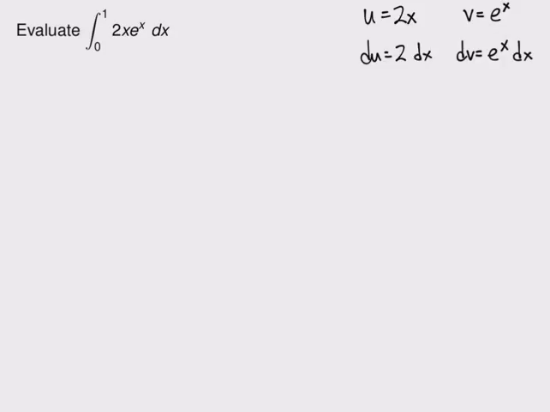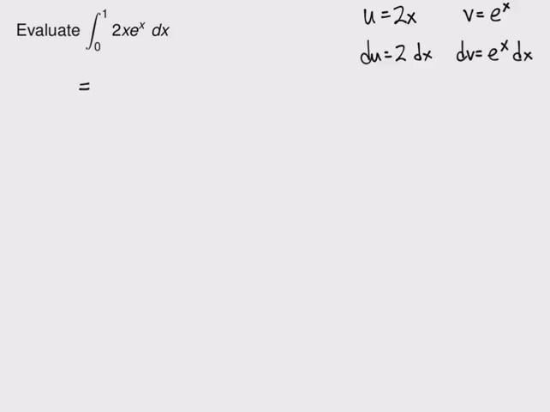Now here's where the interesting part starts. We're going to use integration by parts as usual, and we're just going to mark down that we need to evaluate the result from 0 to 1. So we're going to remind ourselves that we need to do an indefinite integral, but we're not going to actually evaluate it until the last step. So here's how we're going to do that.